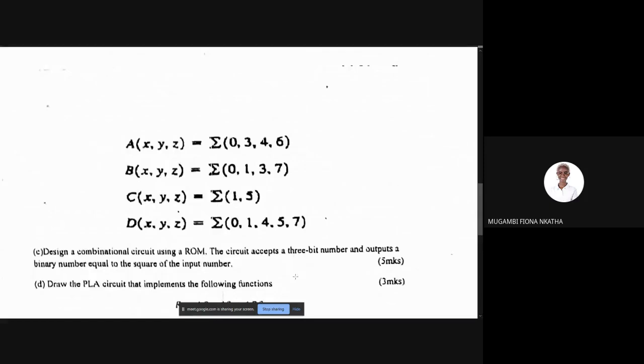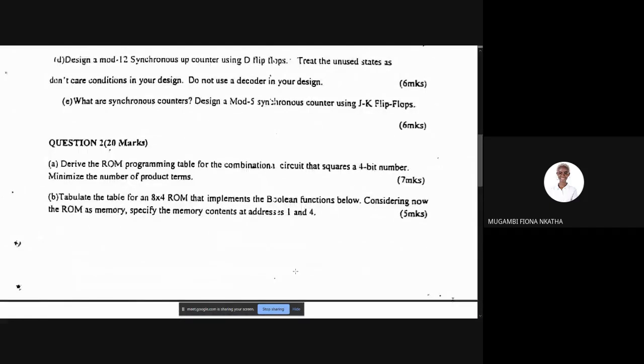Okay, so question A and C are quite similar. They're asking for the same things, and it's just the same process, really. This one is a combinational circuit for a 3-bit number, the square of the input number. And this one is a 4-bit number. So for the number of product terms, this one is slightly longer, but we're just drawing a table and doing K-maps, because we need the least number of product terms.